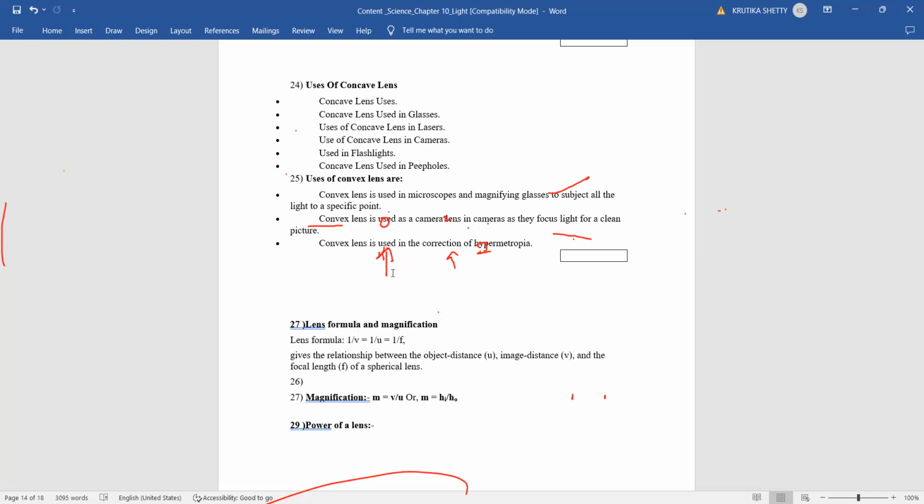Then, the characteristic not seen in the image formed by concave lenses: it cannot be obtained on the screen. We discussed that in the case of concave lens, all the images are virtual images, and since they are virtual, such images cannot be obtained on the screen.